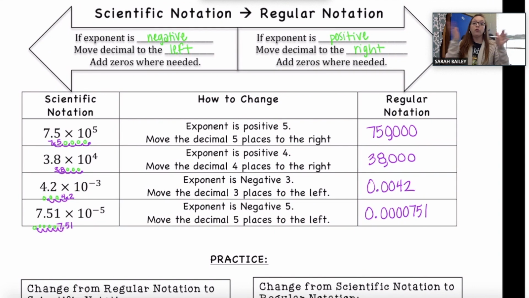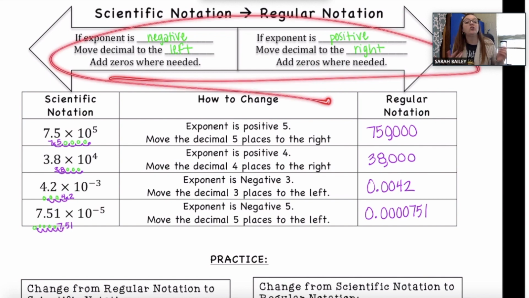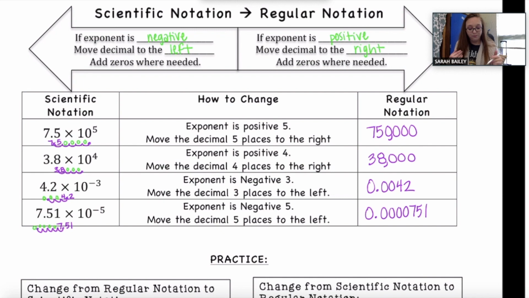So the short way that I like to talk about this: if I'm going to start with scientific notation and go to regular notation, basically what I know here is that if the exponent is positive, I end up with a big number. If the exponent was negative, I'm going to end up with a smaller number than whatever I had here, okay? So that might help you differentiate. You can also refer back to the notes on this page and the previous page to know what to do.